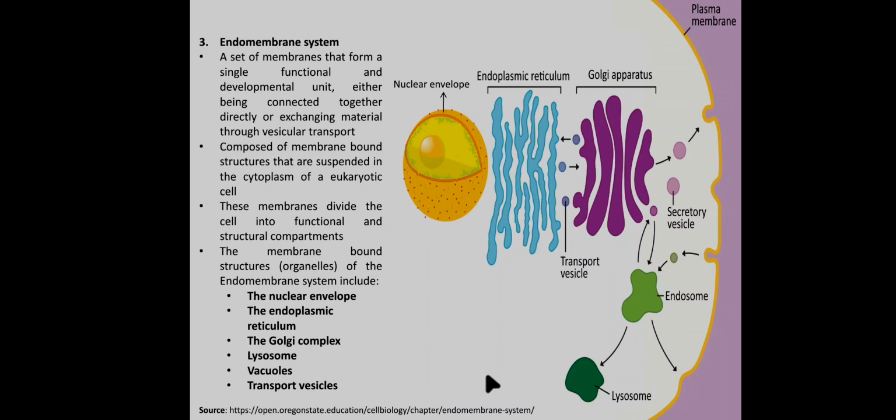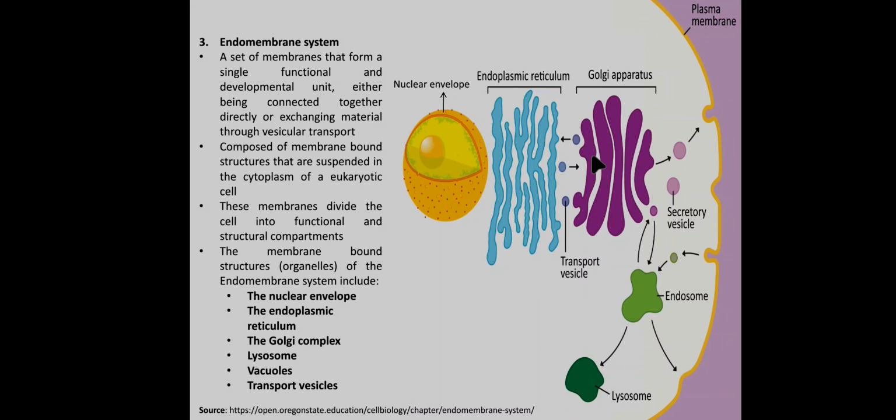So the next topic is the endomembrane system, which is quite interesting. Till now you have learnt the ribosome structure and function, and the endoplasmic reticulum and its function. So the protein has come here and is about to exit from the endoplasmic reticulum to the Golgi. The endomembrane system involves a set of membranes that form a single functional and developmental unit, which helps in transport of different types of proteins across them.